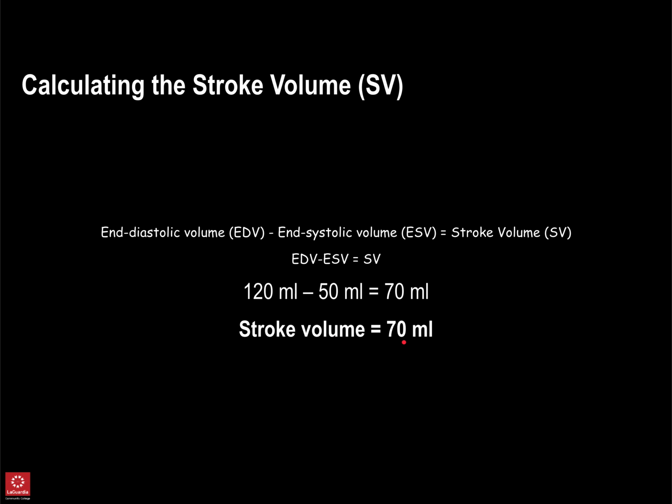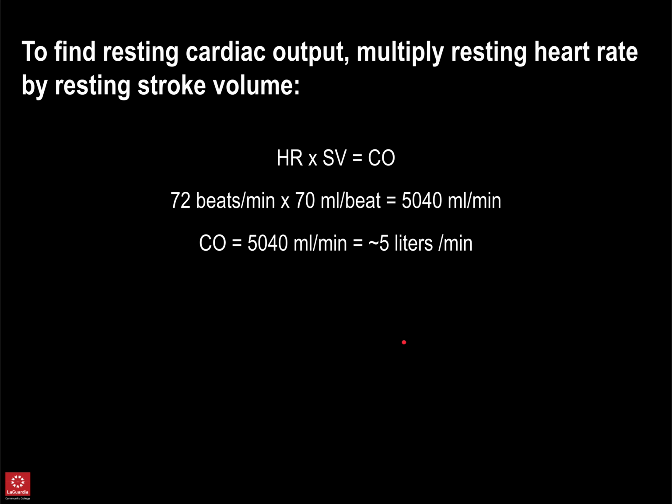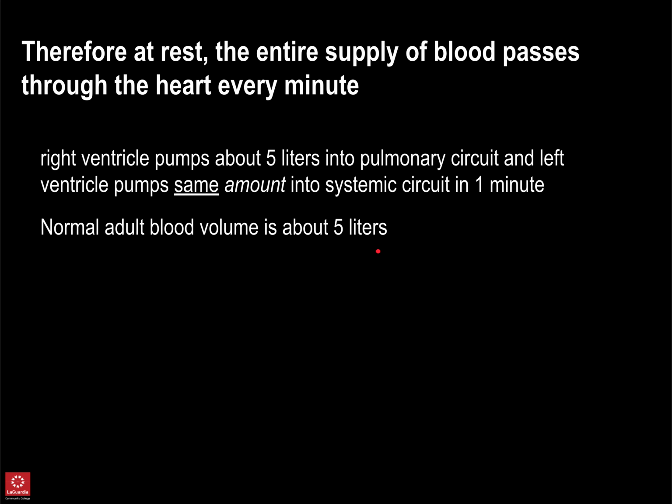That's your stroke volume. To find the cardiac output, you multiply the resting heart rate by the resting stroke volume. So you take 72 beats per minute times 70 milliliters per beat. That should give you about 5,040 milliliters per minute, or about 5 liters per minute. So your cardiac output is about 5 liters per minute. Therefore, at rest, the entire supply of blood passes through the heart every minute, because we have about 5 liters of blood in our system.